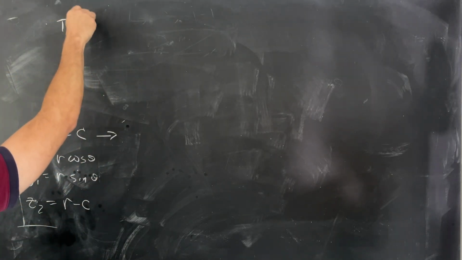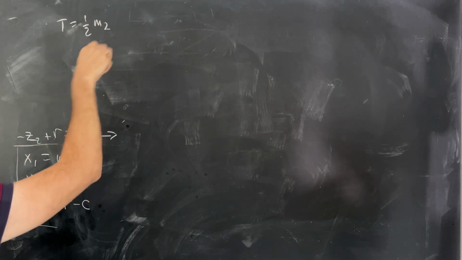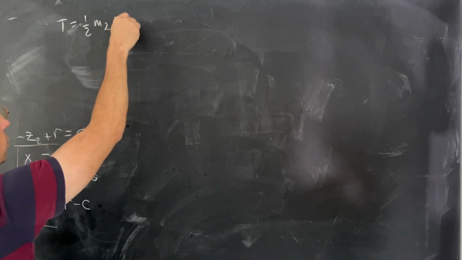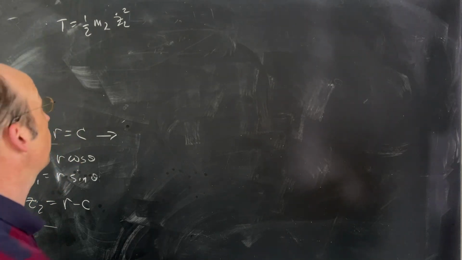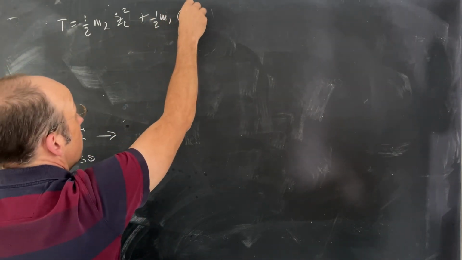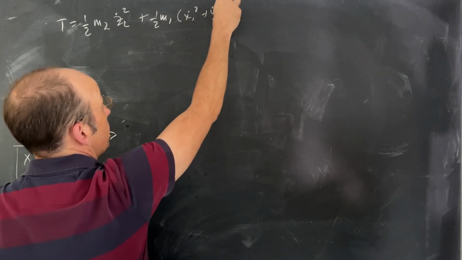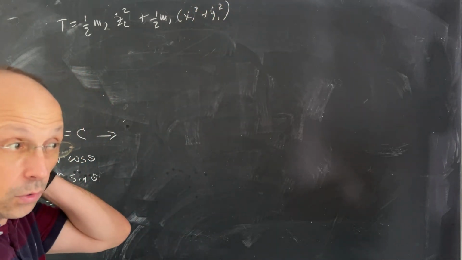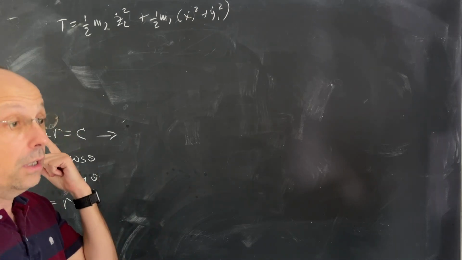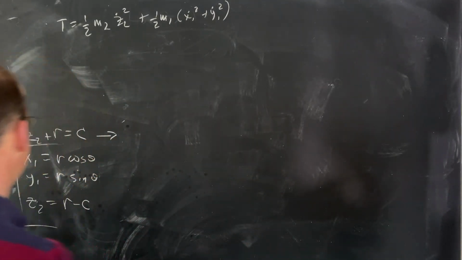T, the kinetic energy, is 1/2 m2, that's the hanging mass, times z2 dot squared. Right? It's velocity in the z direction. Only moves in the z direction. Plus 1/2 m1 times x1 dot squared plus y1 dot squared. That's what I need to do. So I need to get z2 dot, I need to get x1 dot, I need to get y1 dot.